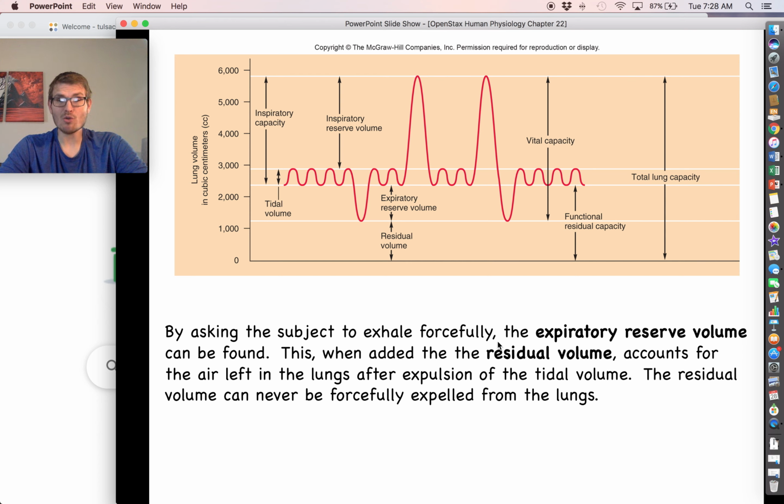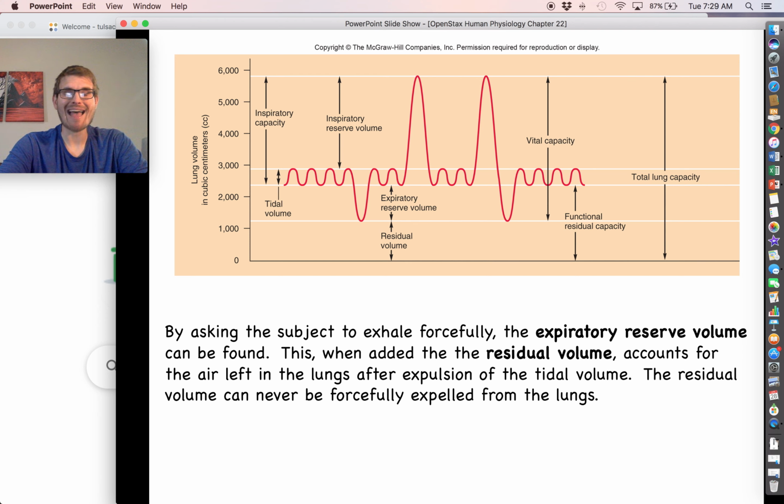So the residual volume is the volume of air that is always in your lungs no matter what. It is basically the minimum amount of air that needs to be in your lungs to keep them inflated and to keep them from collapsing. So obviously if you completely empty your lungs of air, the lungs are going to collapse on themselves like a vacuum. So basically the way to think about this is the residual volume is air that can never be forcefully expelled from the lungs under physiological conditions.